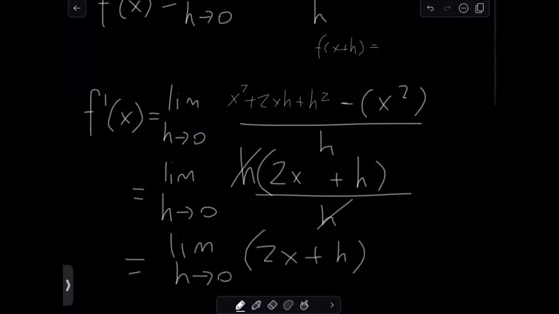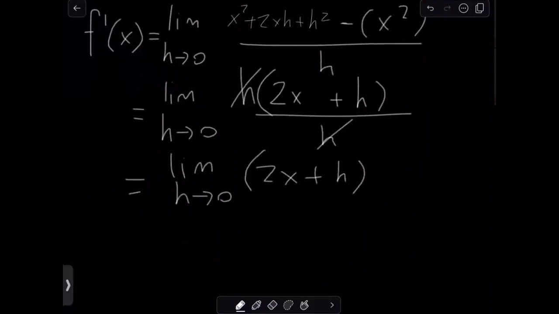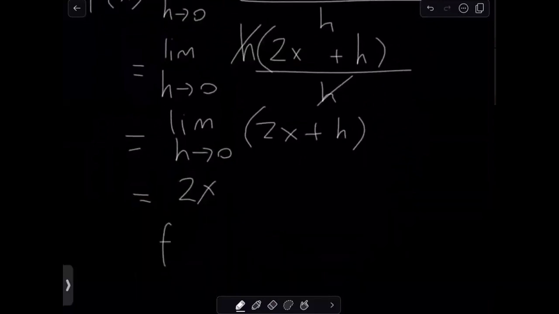Ask yourself, can you just substitute in h is equal to 0 right now? Yes, you can. And I won't have a problem. So I'm going to do that. Once I do that mental substitution, I'm going to have 2x. So there it is. There's the derivative function, f prime of x is equal to 2x. But what is the significance of this? Why have I done all this work?